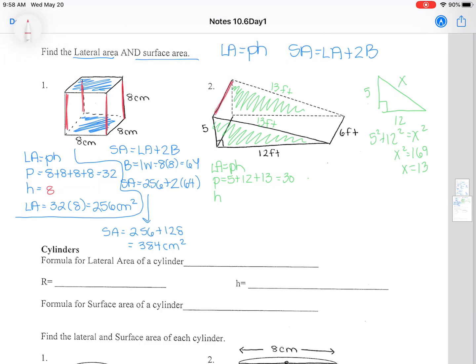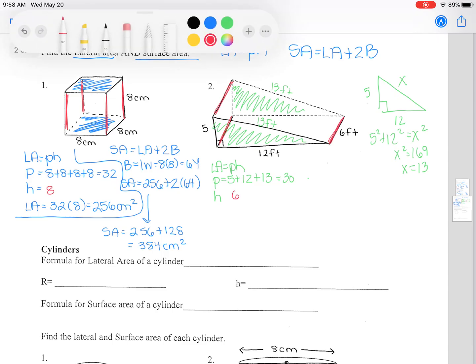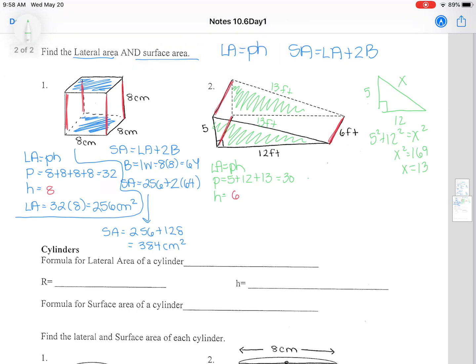And the height, keep in mind, that's the one that connects the two bases. So that's a connection, that's a connection, and that's a connection, which is going to get you 6 for that. So now lateral area is the 30 times the 6, which gets you 180, and this is feet this time, so feet squared.